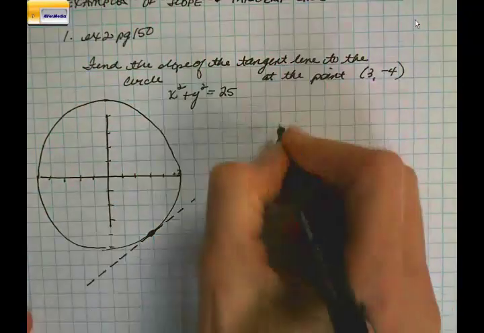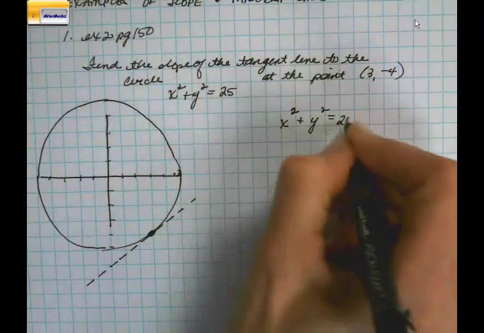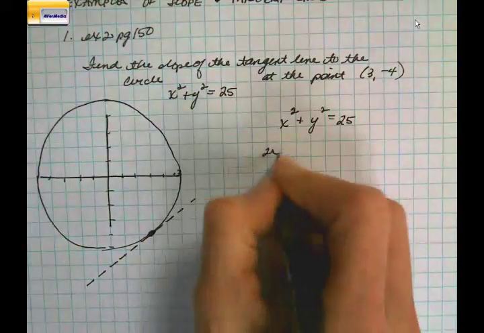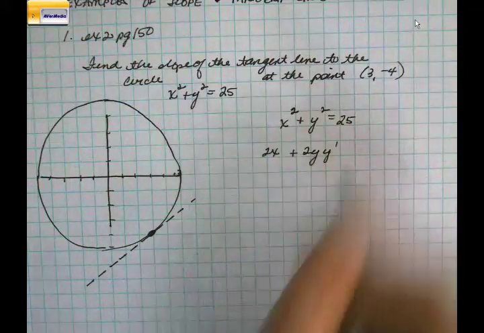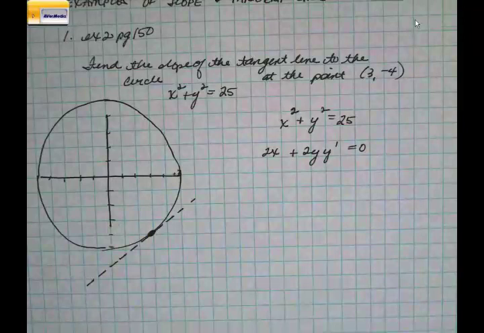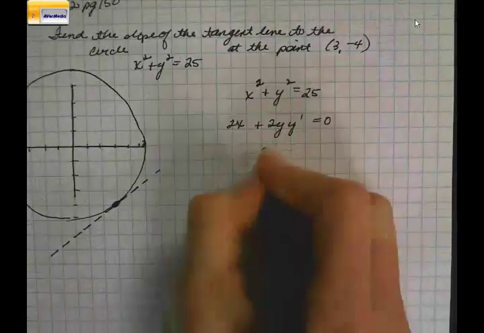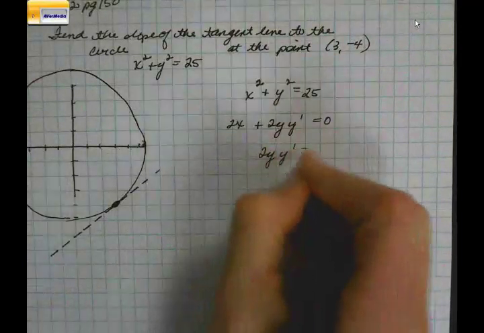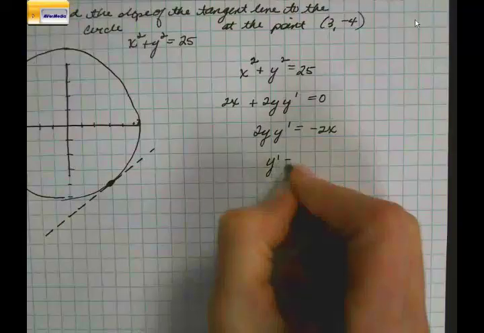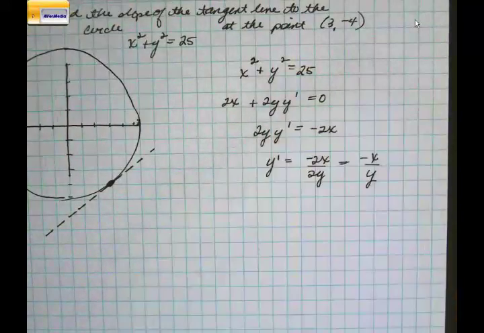Okay, so the curve is x squared plus y squared equaling 25. The derivative with respect to x is 2x plus 2y dy dx, or y prime, equaling 0, because the derivative of a constant is 0. So your goal is to solve this for y prime. So this is 2y y prime equaling a negative 2x. So y prime equals a negative 2x over 2y, which is just a negative x over y.